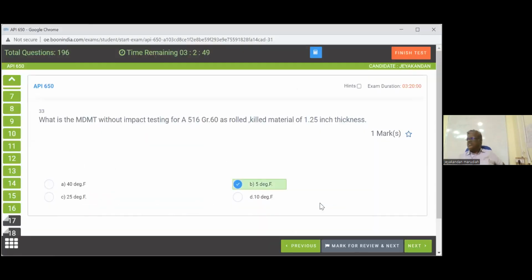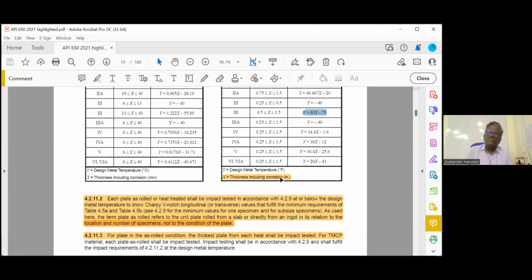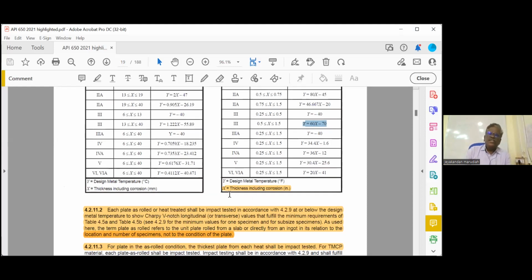X is thickness. Below, they will have given a note. X is equal to thickness, they will have given in the equation. You can see here, what is X? They have given here: X is the thickness including correction. That is the nominal thickness. 60 multiplied by 1.25. X is 1.25. Thickness is given in the question, right? 60 multiplied by 1.25, you will get 75. 75 minus 70 is 5. That's 5. X is the thickness. Okay.